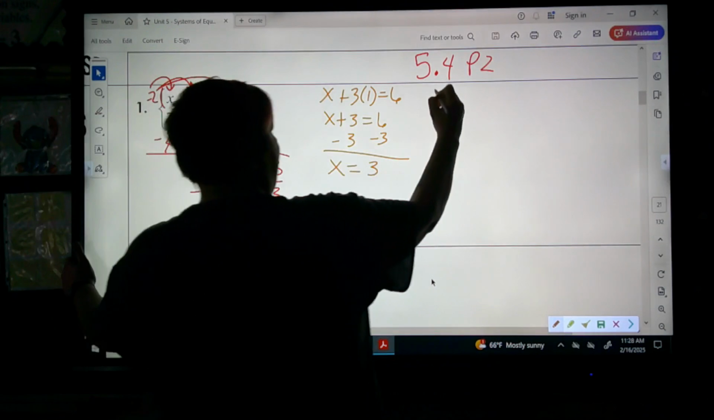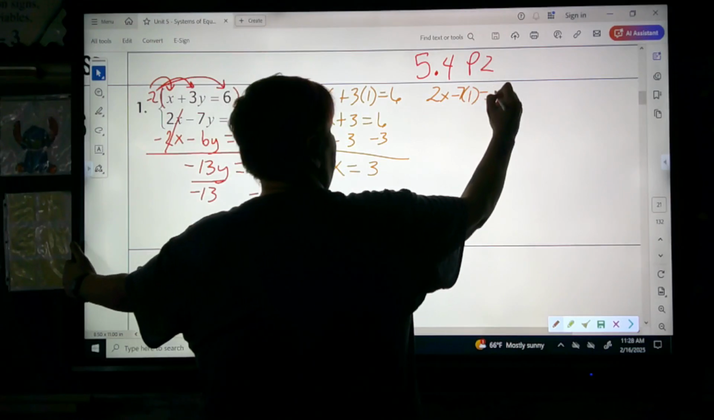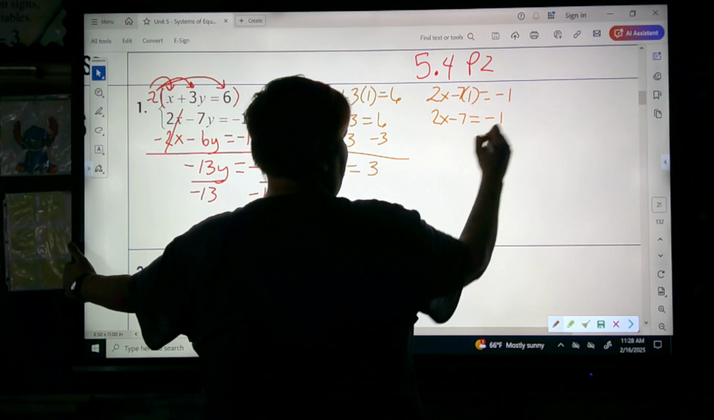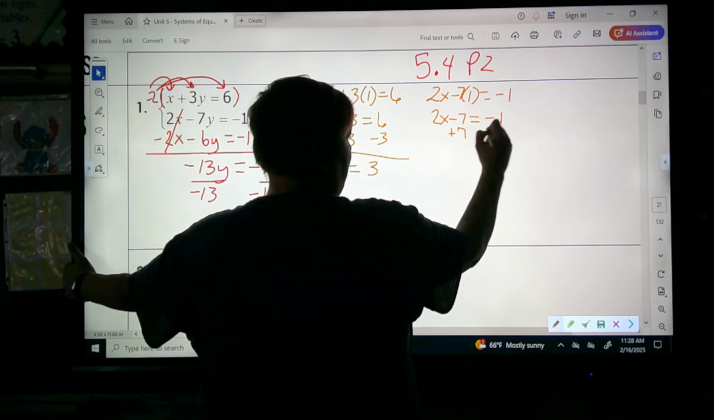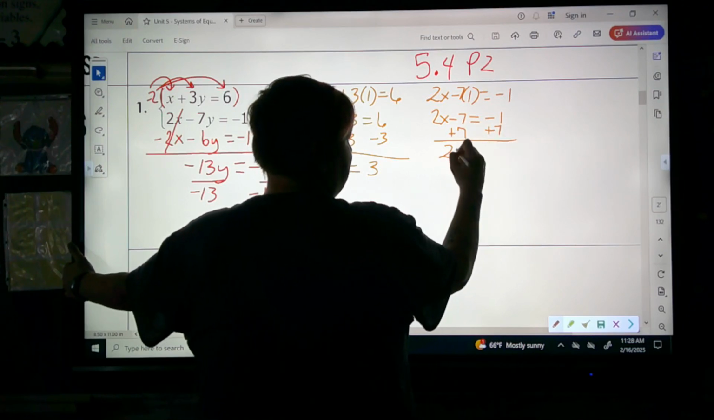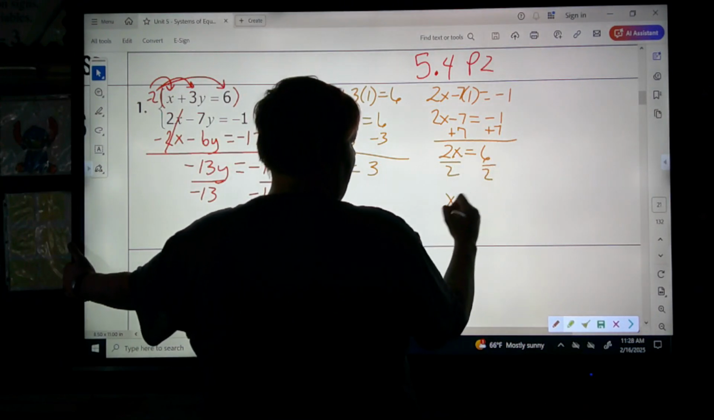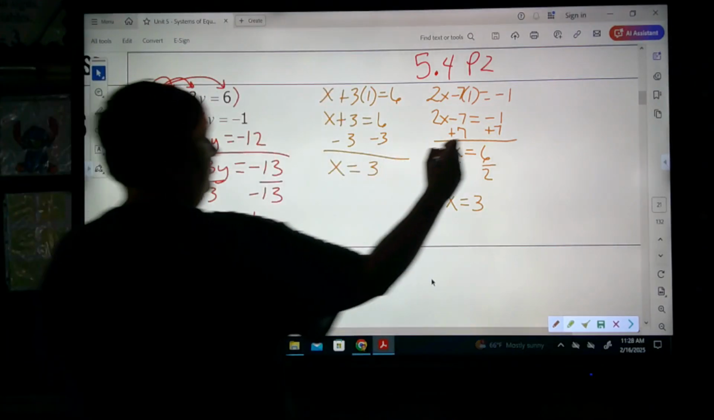Alright, 2x minus 7 times 1 equals -1. 2x minus 7 equals -1. Add 7 to both sides. 2x equals 6. Divide by 2, x equals 3. Oh, that's interesting. One more. The new one we created.